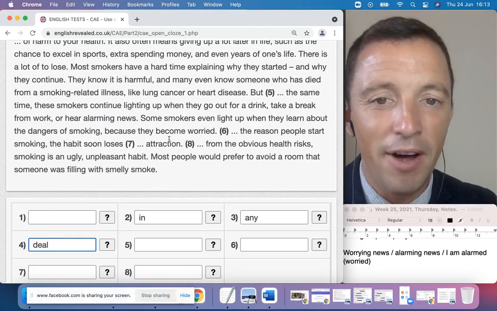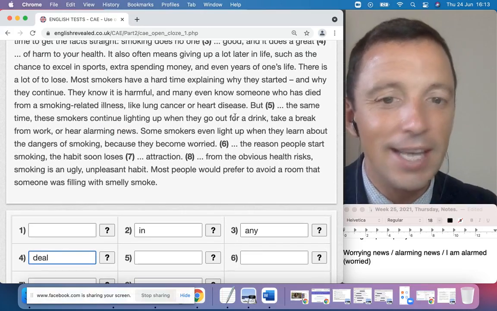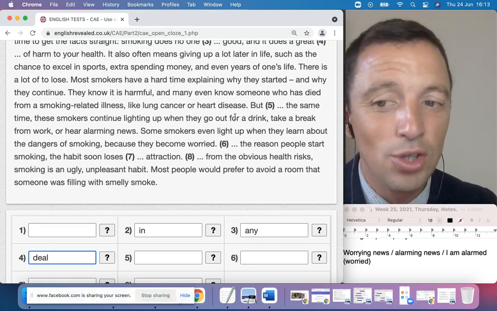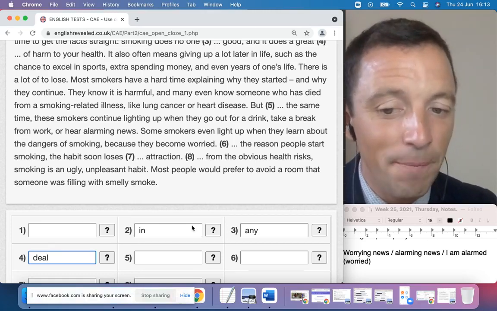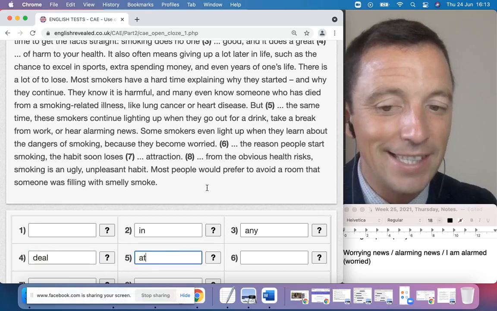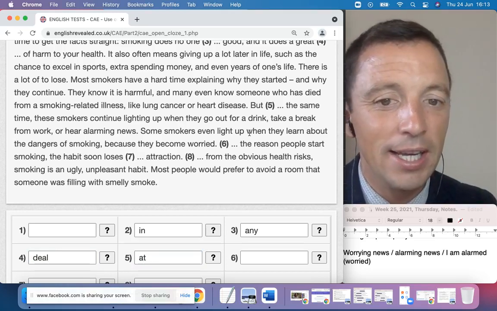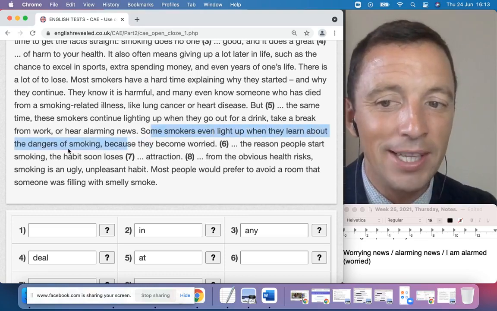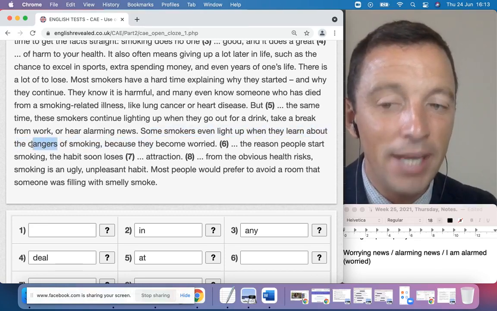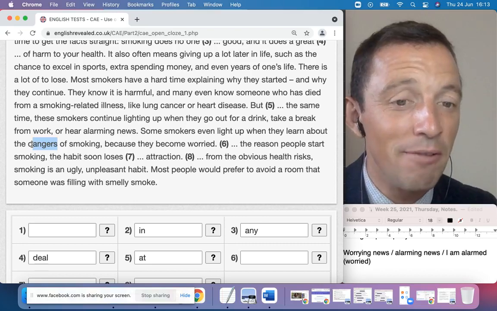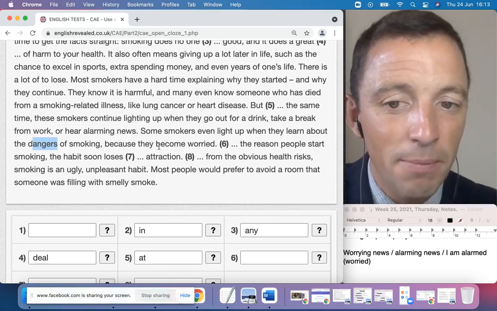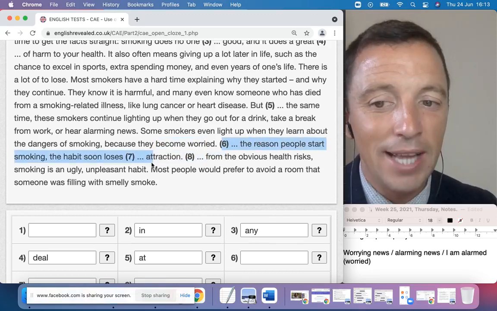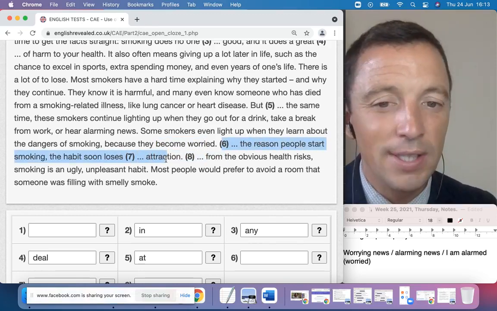Number 5, what do you think for number 5? Now is your opportunity. For me, I have an idea. I think it's at the same time. Some smokers even light up when they learn about the dangers, peligro, substantivo, in the verb, of smoking, because they become worried.